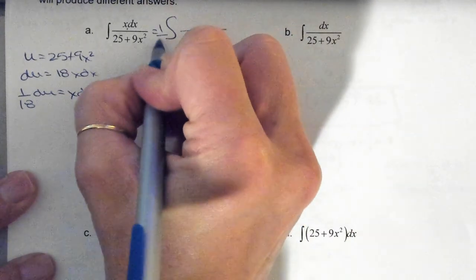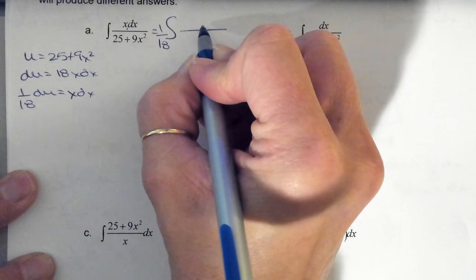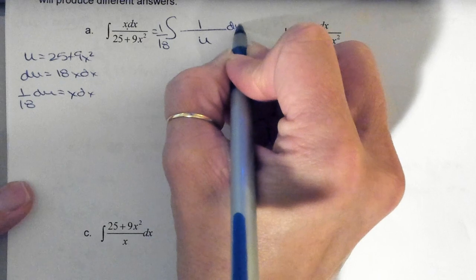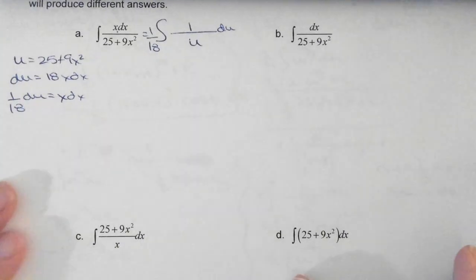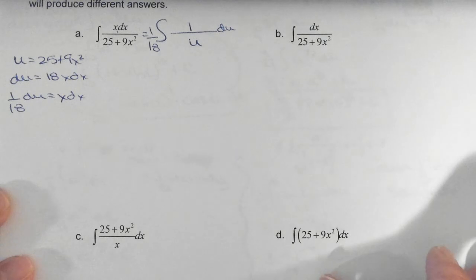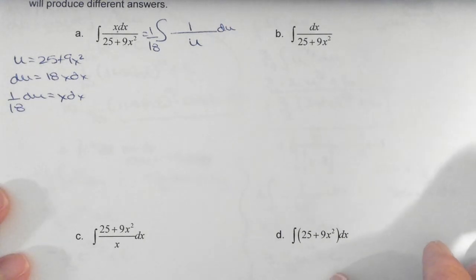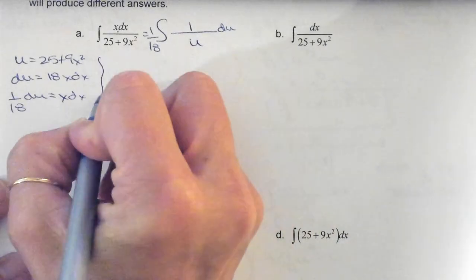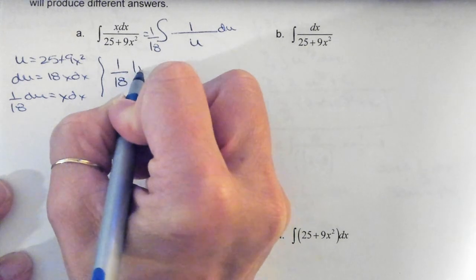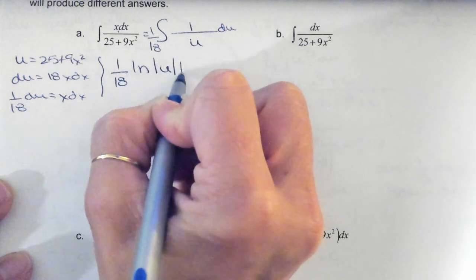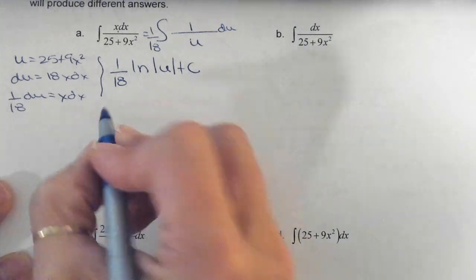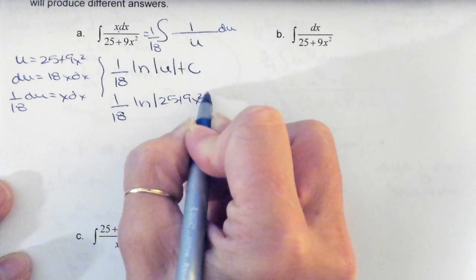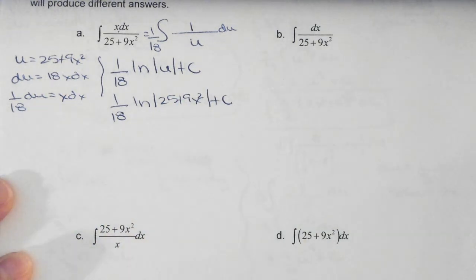So the 1 over 18 goes here. And what can I put in the top? Do I have to put du there? No, we can put a 1 here and a du here. You got to think. It's that list at the bottom of the page. What is the integral of 1 over u, or 1 over x, or 1 over y? The natural log. So what we have is 1 over 18 times the natural log of the absolute value of u plus c. Make your substitution: 1 over 18, natural log, absolute value of 25 plus 9x squared plus c. So that one wasn't so bad. Agree?